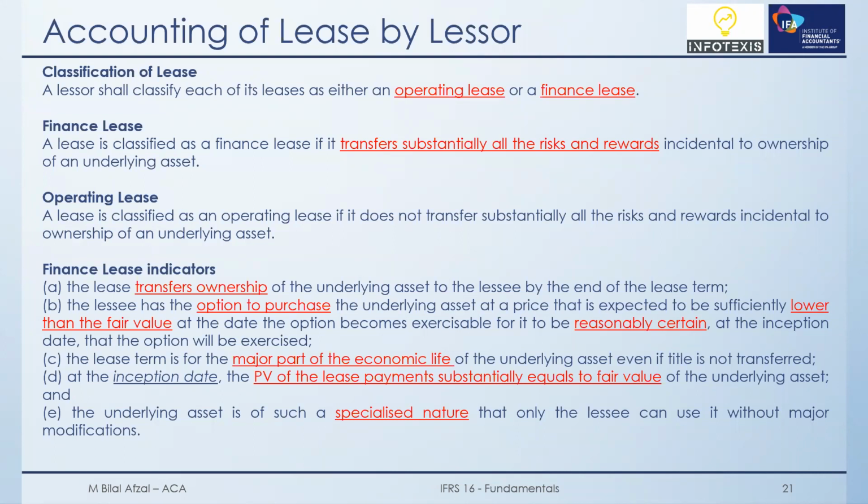The fourth indicator is assessed at the inception date, not the commencement date. When both parties enter into the agreement, the lessor has to assess whether the lease is a finance or operating lease. So the fourth indicator is whether the present value of all the lease payments equals the fair value.